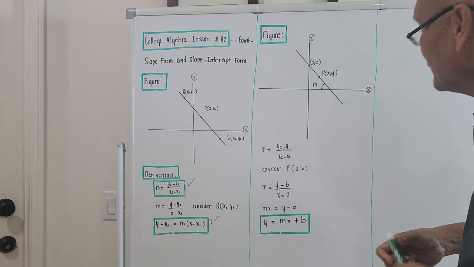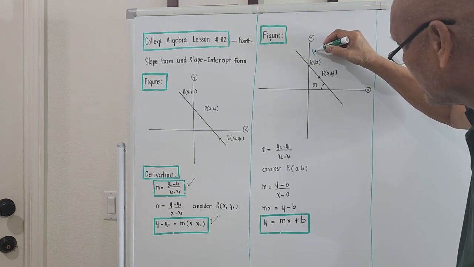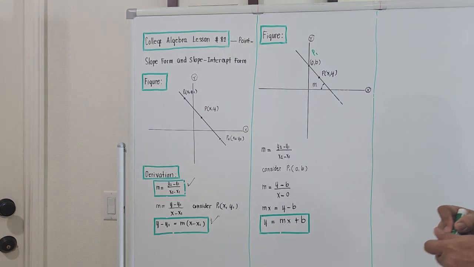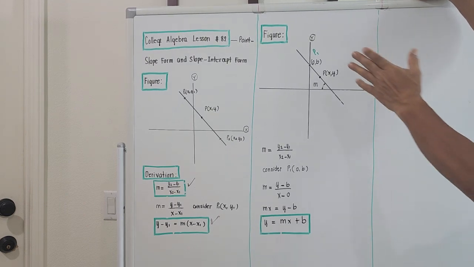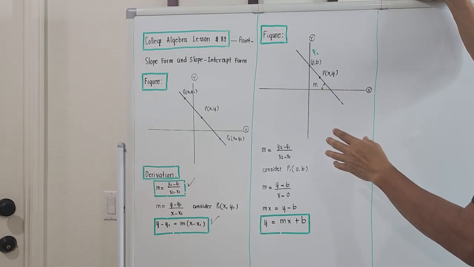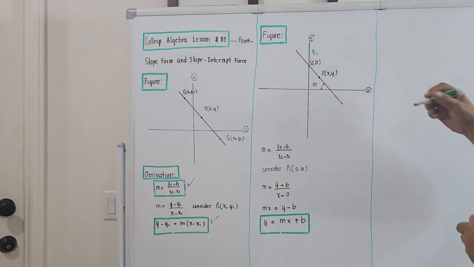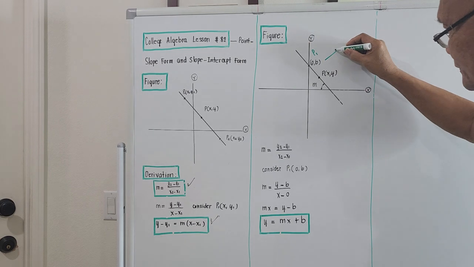We consider this point here as point P1. Where is point P1? It is at the y-axis. This location here is actually termed the y-intercept.